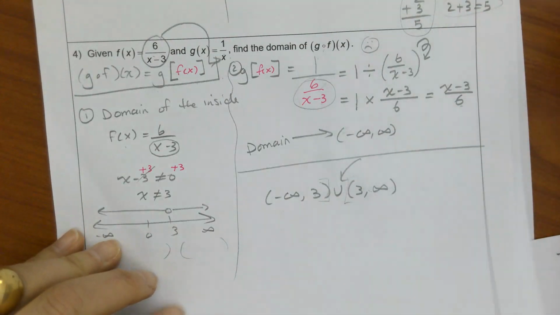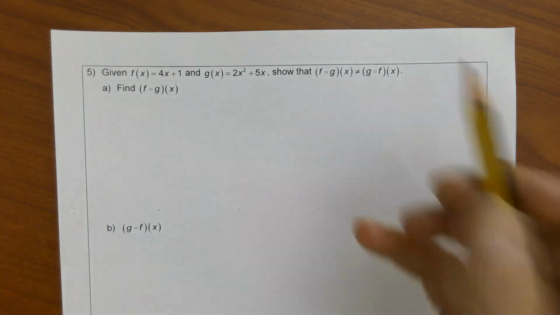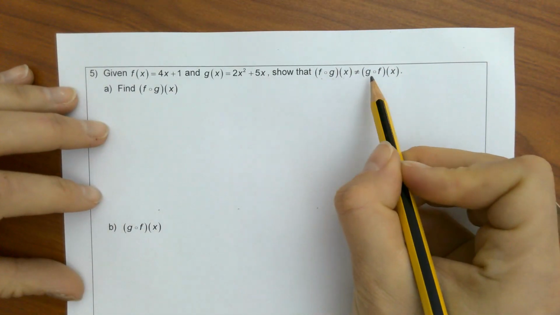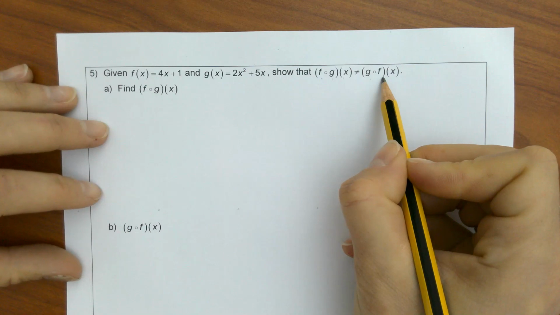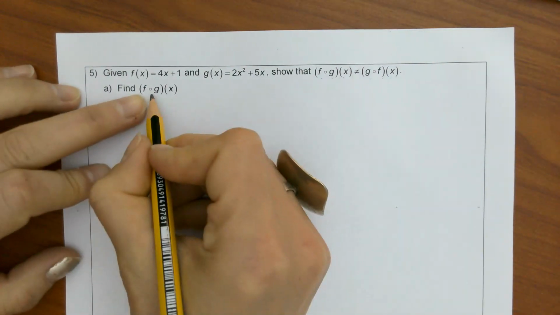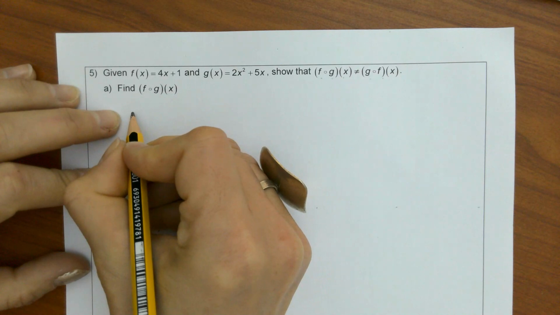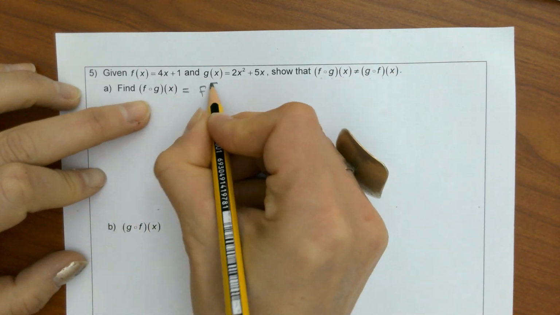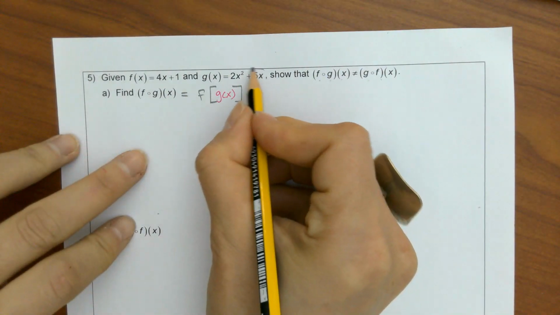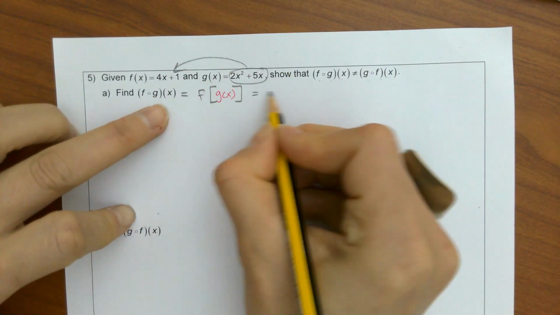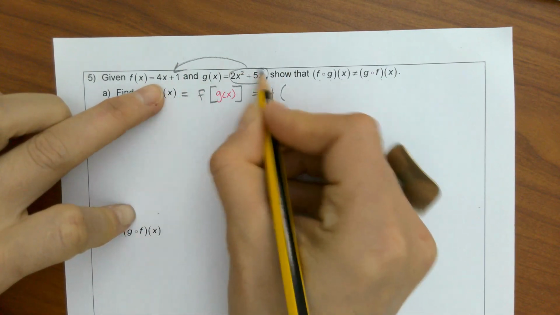Okay, let's look at the next. Oops. Uh-oh, I don't have the next page. Let me pause it. Okay, so now I want to show you that f of g of x is not equal to g of f of x. So it says find f of g of x. So we write it first, that's equal to f, and it says put g of x inside. So this has to go inside this. So instead of x, I'm going to write this whole thing.